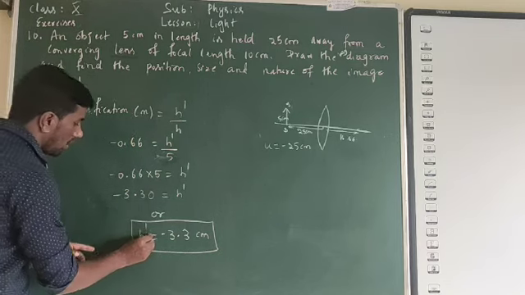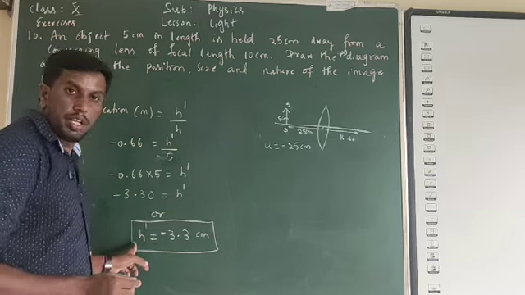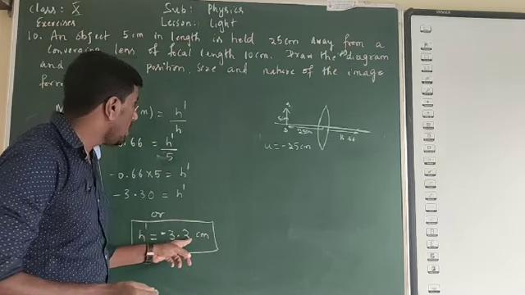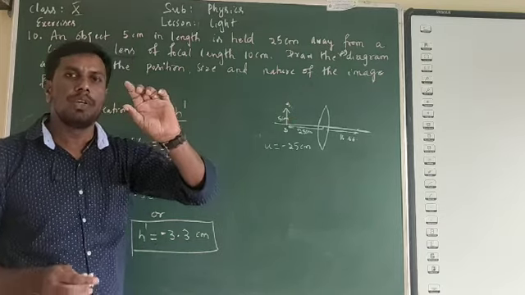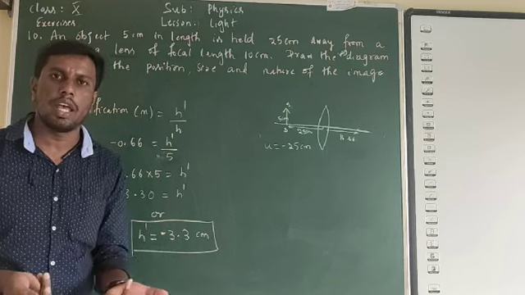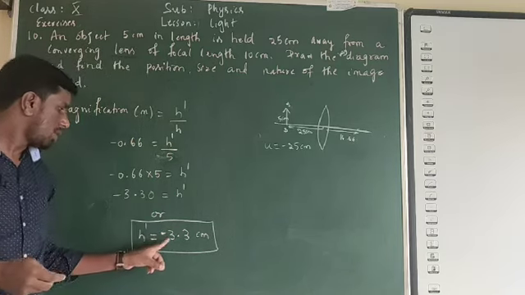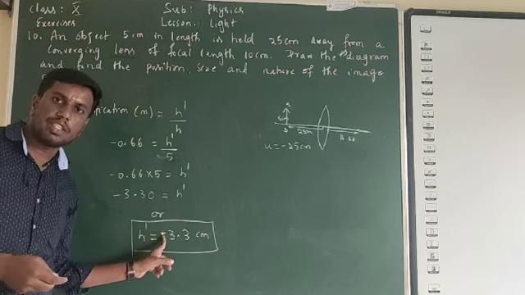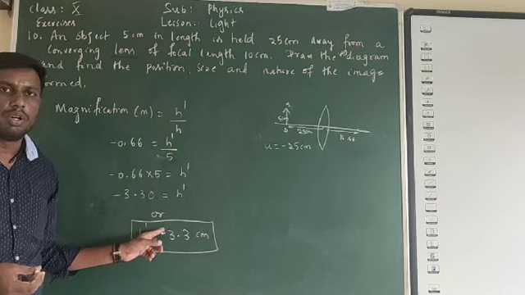So you can observe that the image height is 3.3, the object height is 5. So you can conclude that it is a diminished image. It is a diminished image. It is a smaller image than the object. It is 3.3. The negative sign indicates what? The negative sign indicates that. So it is a what?